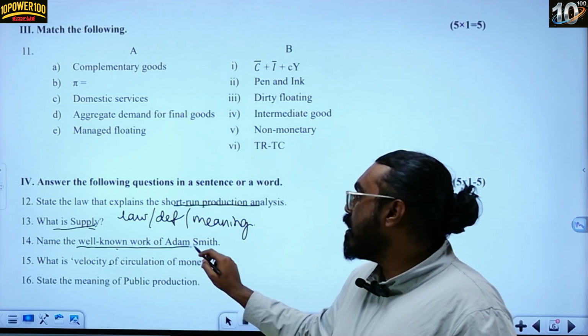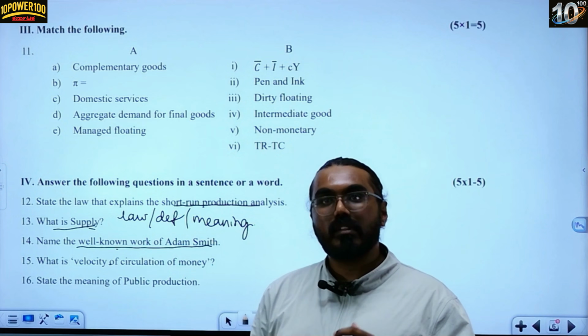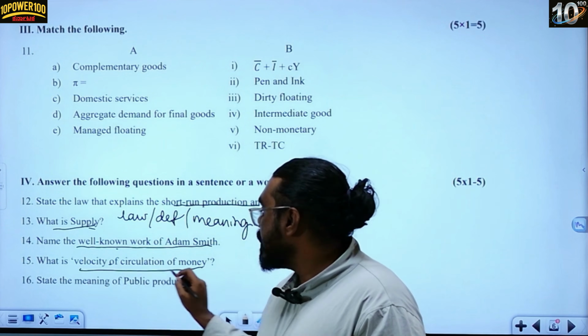Name the well-known work of Adam Smith. This is again from Introduction to Macroeconomics, right? So that's a question from that. Velocity of circulation of money. Again, this lesson has so many concepts.